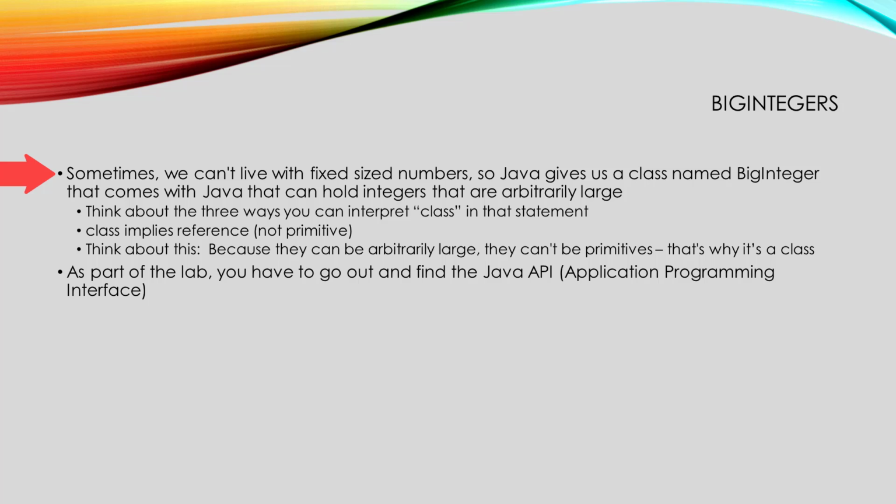Now let's think about the three meanings of the word class when it is used in that sentence. Class can be a new type we're defining. Since BigInteger is a class, we can declare variables to be of that type. Class can be the set of objects of that type. And finally, class can be the code that is a template for making objects of that type. That means somewhere there is a source file named BigInteger.java that has the code that creates BigInteger objects. This code is just like our code, and we can go find it.